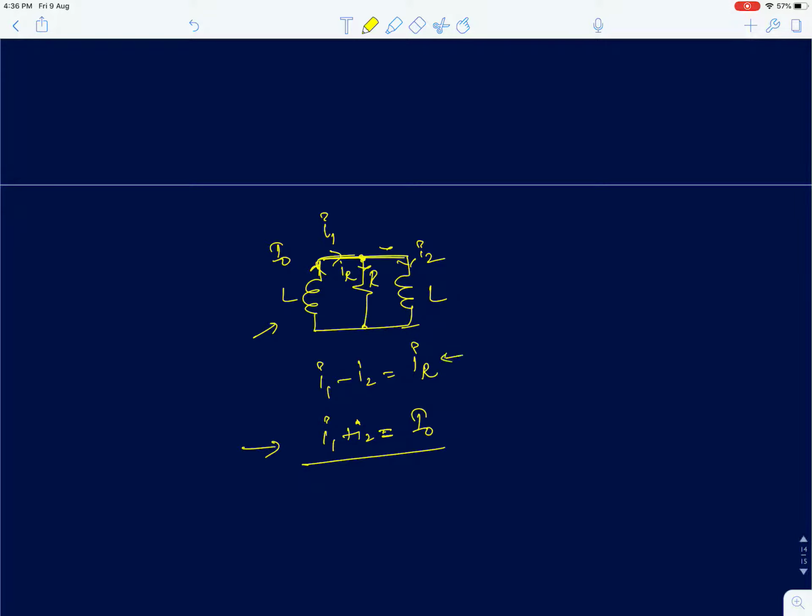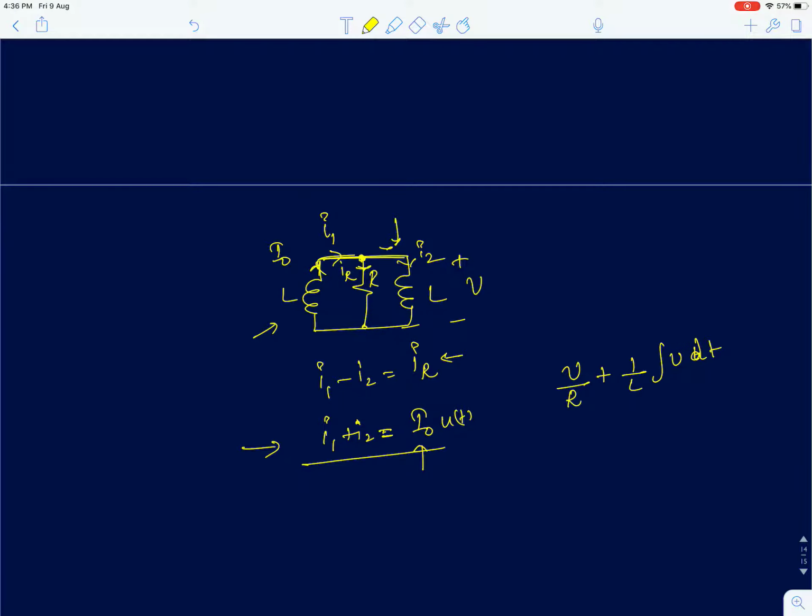Now how do I find IR? What I can do in this circuit is, it's actually I0 into U of t, so it's a step change, so we can write it as I0 into U of t. To find IR, first I'll assume the voltage across all three elements as V and apply KCL at this node. The current through the resistor is V by R. Current through the inductor is 1 by L integral V dt.